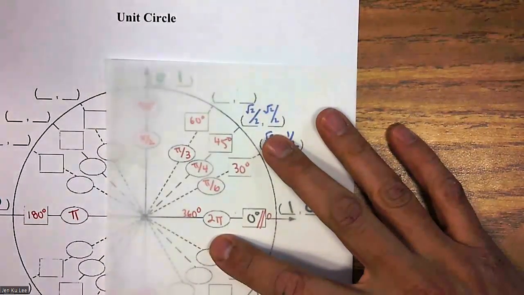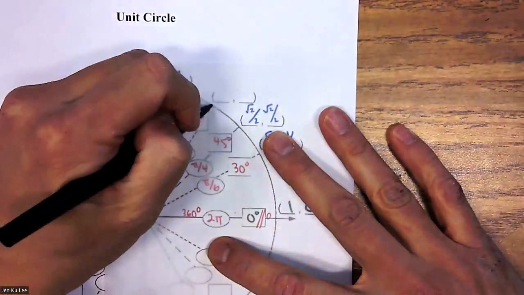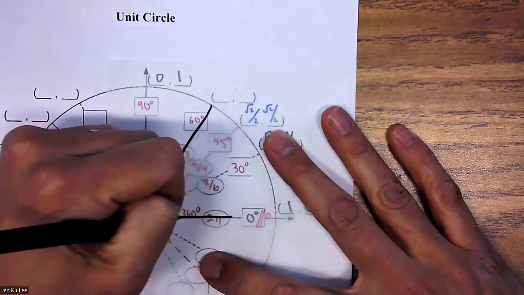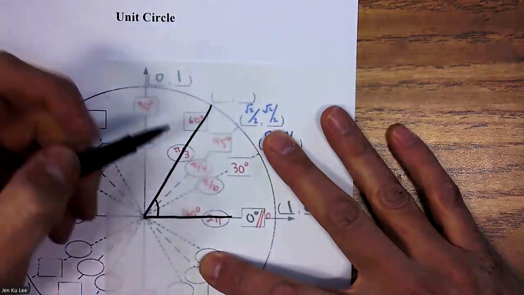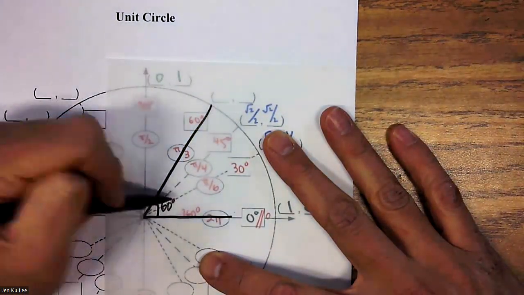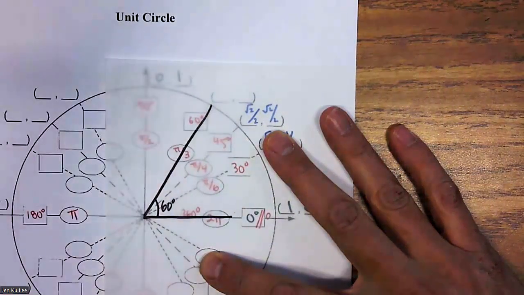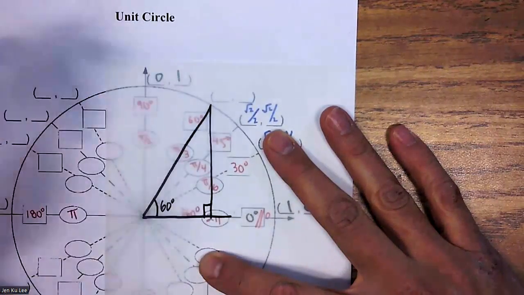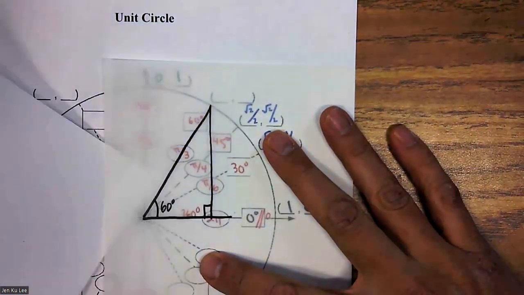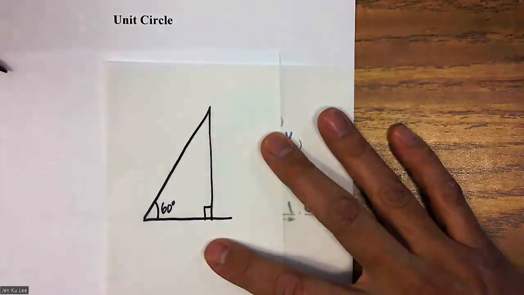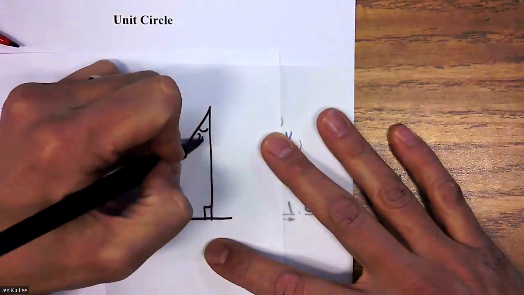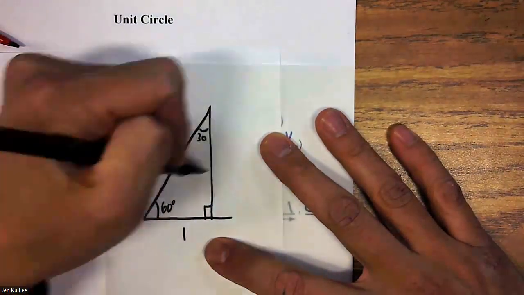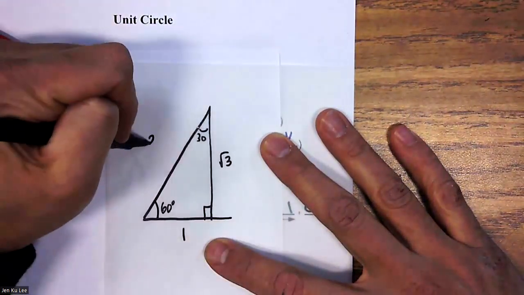Or the 60 degrees. Okay. There's my reference angle of 60. I want to make a reference triangle. Okay. So that is 30 because this is 60 and this is 90. 30, 60, 90 again, this is 1. Across the 60 is square root of 3. Across the 90 is 2.